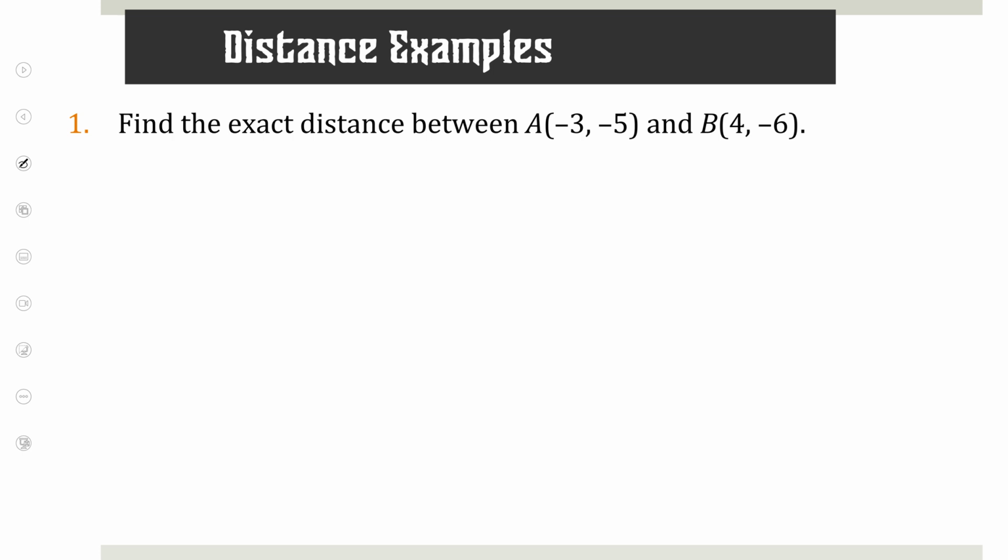Here's how I approach this problem. I want to know the difference between the x-coordinates and the difference between the y-coordinates. Remember, difference means subtraction. So I'm going to do something like this. -3 minus 4 is -7. That's my a term, so I'm going to square that. -5 minus -6 is 1. I'm going to square that, and what I'm going to get for an answer is d squared.